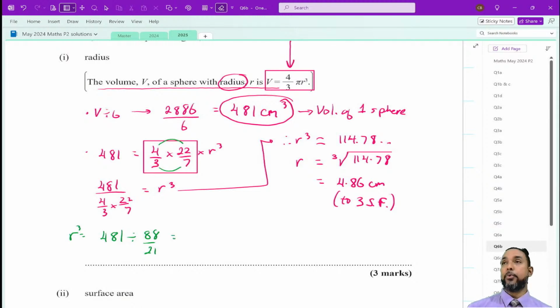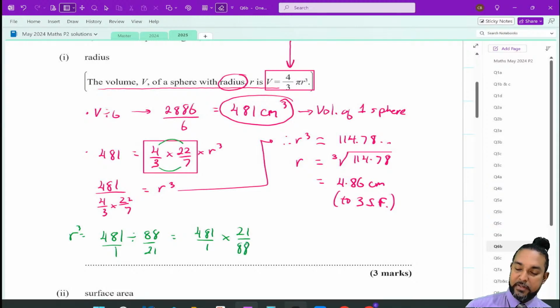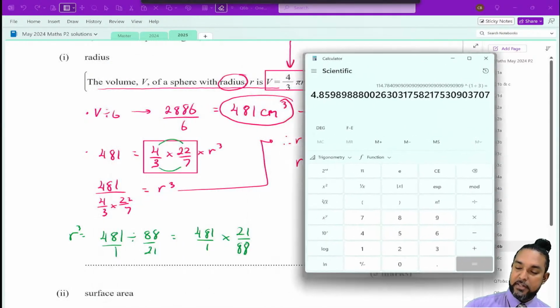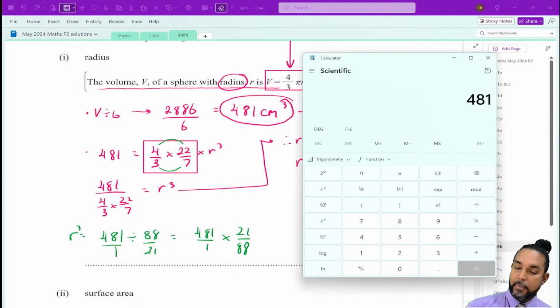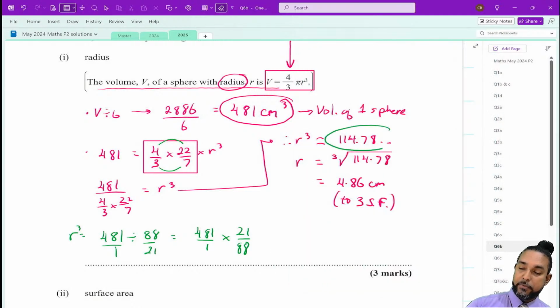And what's the protocol with division of fractions? You change divide to multiply and you invert the divisor. So even if you did it that way, you should still get the same value. Let's double check. So 481 by 21, then divided by 88. So 114.78, which is the same thing we got here, 114.78.